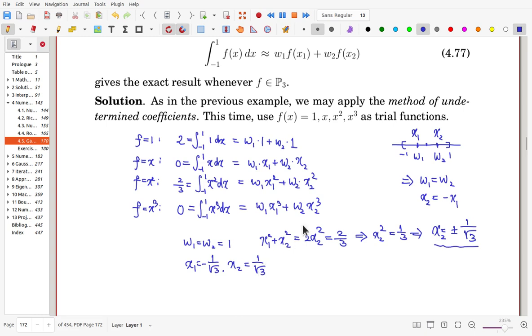Along with these values, if we make the quadrature formula, then this formula must be exact for cubic polynomials, because we made it for each of these trial functions. We found the points and weights with equality, so it must be exact for cubic polynomials. So these are the answer.